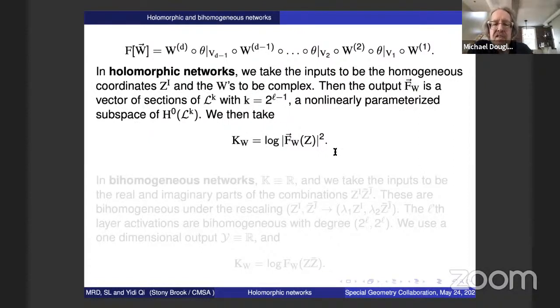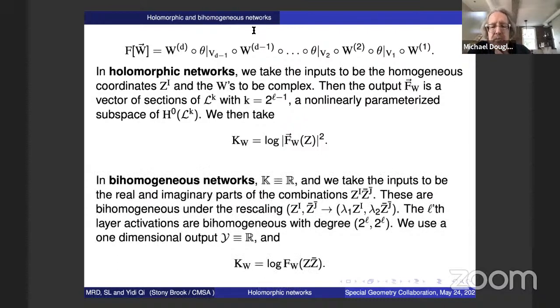We could take that subspace and then take the log of the sum of squares of that. Again, it would be redundant to specify the metric at this point, given that we varied these W's. In any case, that would be a style of network, which we'll call a holomorphic network, that produces a subspace of the space of sections of L^k, where the subspace is parameterized in this interesting, non-trivial, but not incredibly complicated nonlinear way.